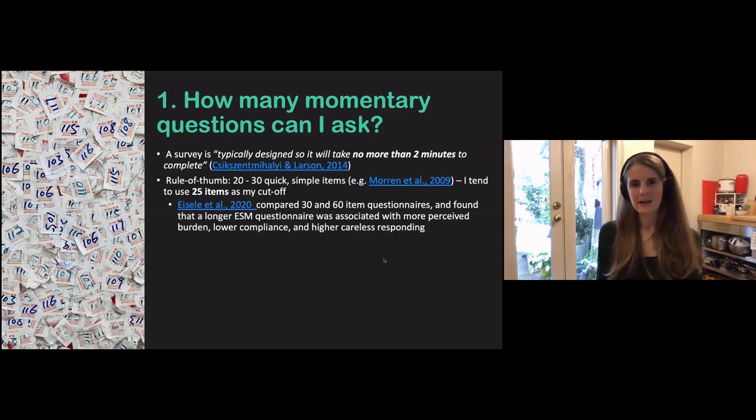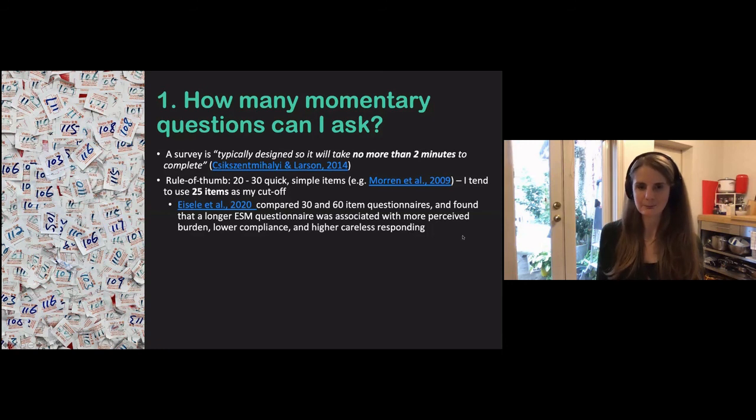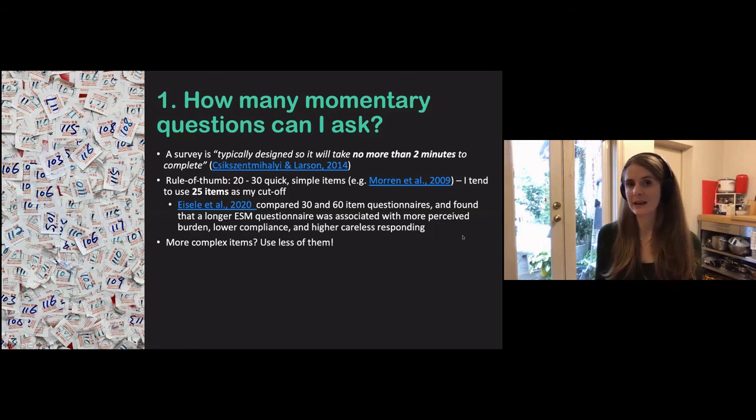This paper compared 2 types of questionnaires, one that was 30 items and one that was 60 items, and found that the 60-item questionnaire was associated with more perceived burden, with lower compliance, and with more careless responding. So you really don't want to be getting into the realm of a 60-item questionnaire. Now, a caveat here is if you're doing a daily diary study. If you're only asking people once a day, I think it's pretty acceptable to get up to more like a 5-minute protocol with 60 items. But if you're asking people more than once a day, do really think about cutting it back down to 30 items. If you have more complex items, use less of them. So if participants are going to have to stop and think about your item for 30 seconds, you can't have 25 of those items.